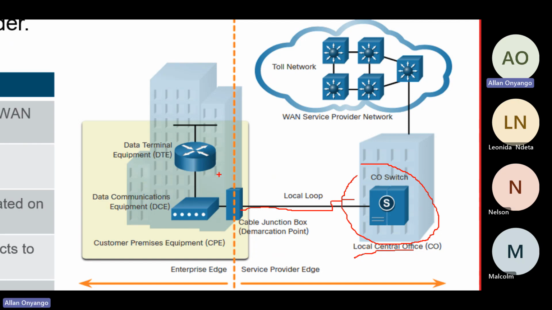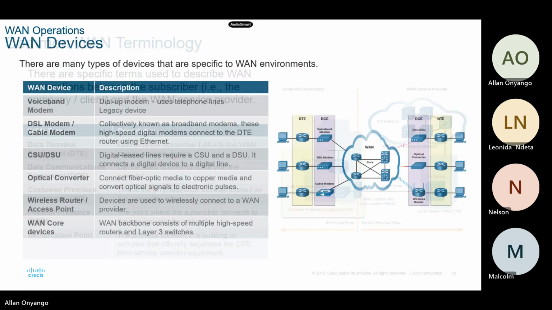Remember, there might be other customers around here. So the ISP will be able to have some devices within the locality that will be able to service or provide services to the clients around this area. So that will be the local central office, which is always connected to the toll network. This is the main or the core network of the ISP. Very, very important. The core network of the service provider.